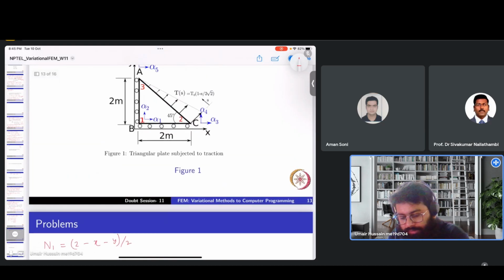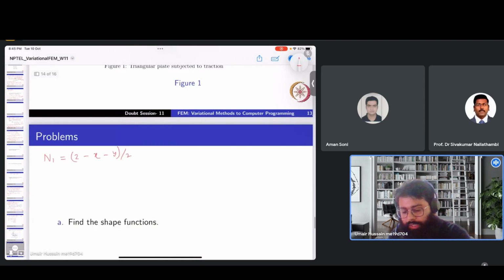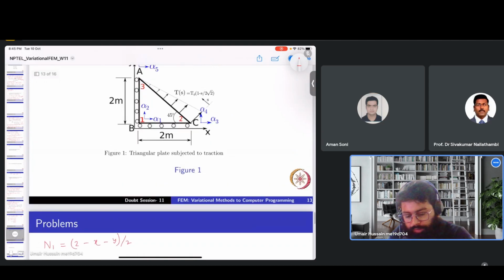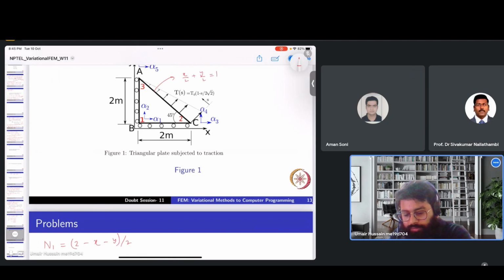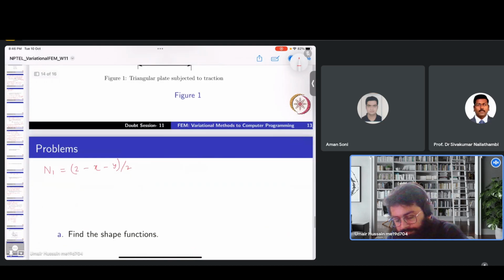So N1 should be a function that gives the value 1 at node 1, of course, and it should be 0 along the line 2-3. So for that it's better we get the equation of line 2-3. The equation of this line is x plus y equals 2. So the shape function should be some constant times this expression, because this expression would always be 0 there.